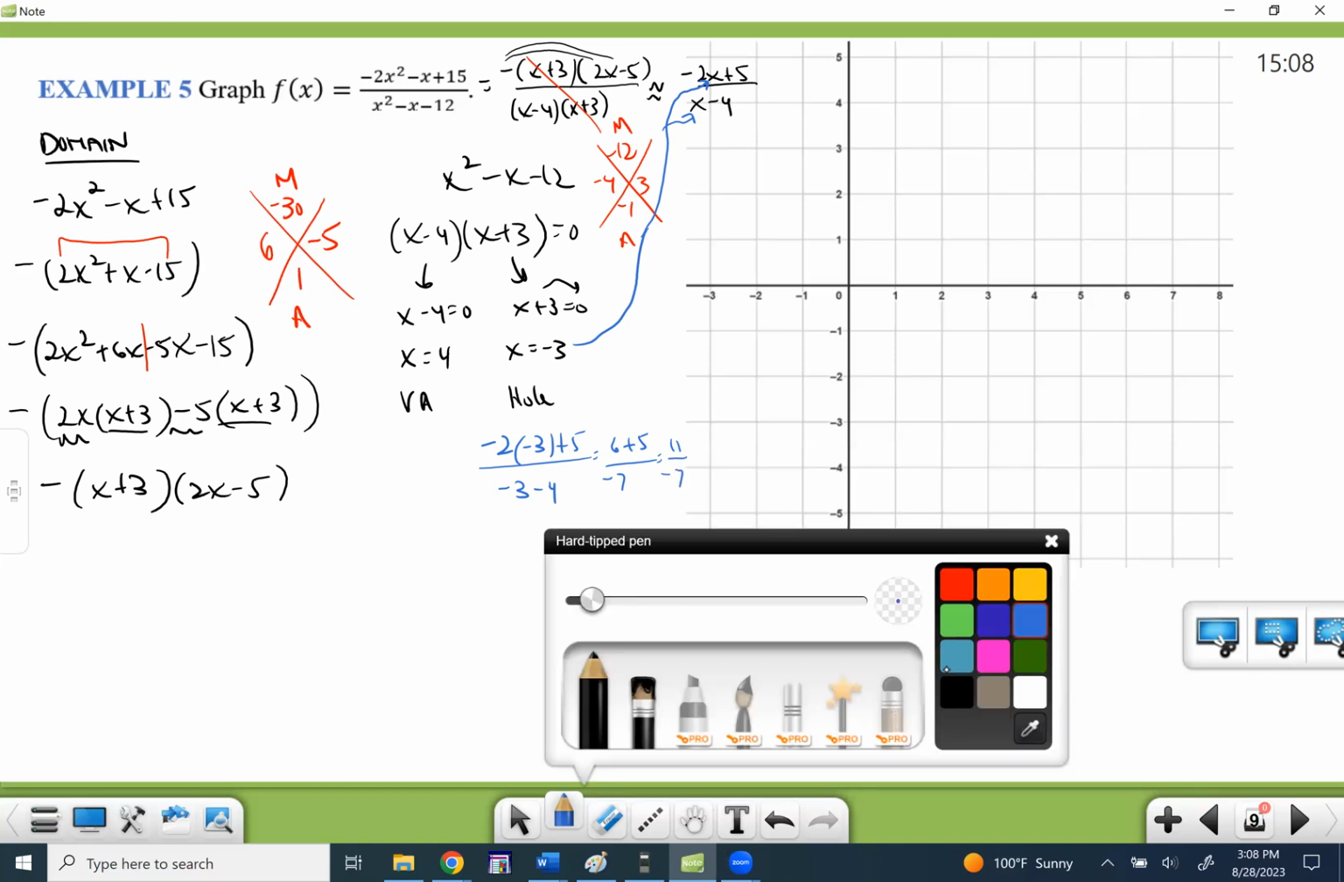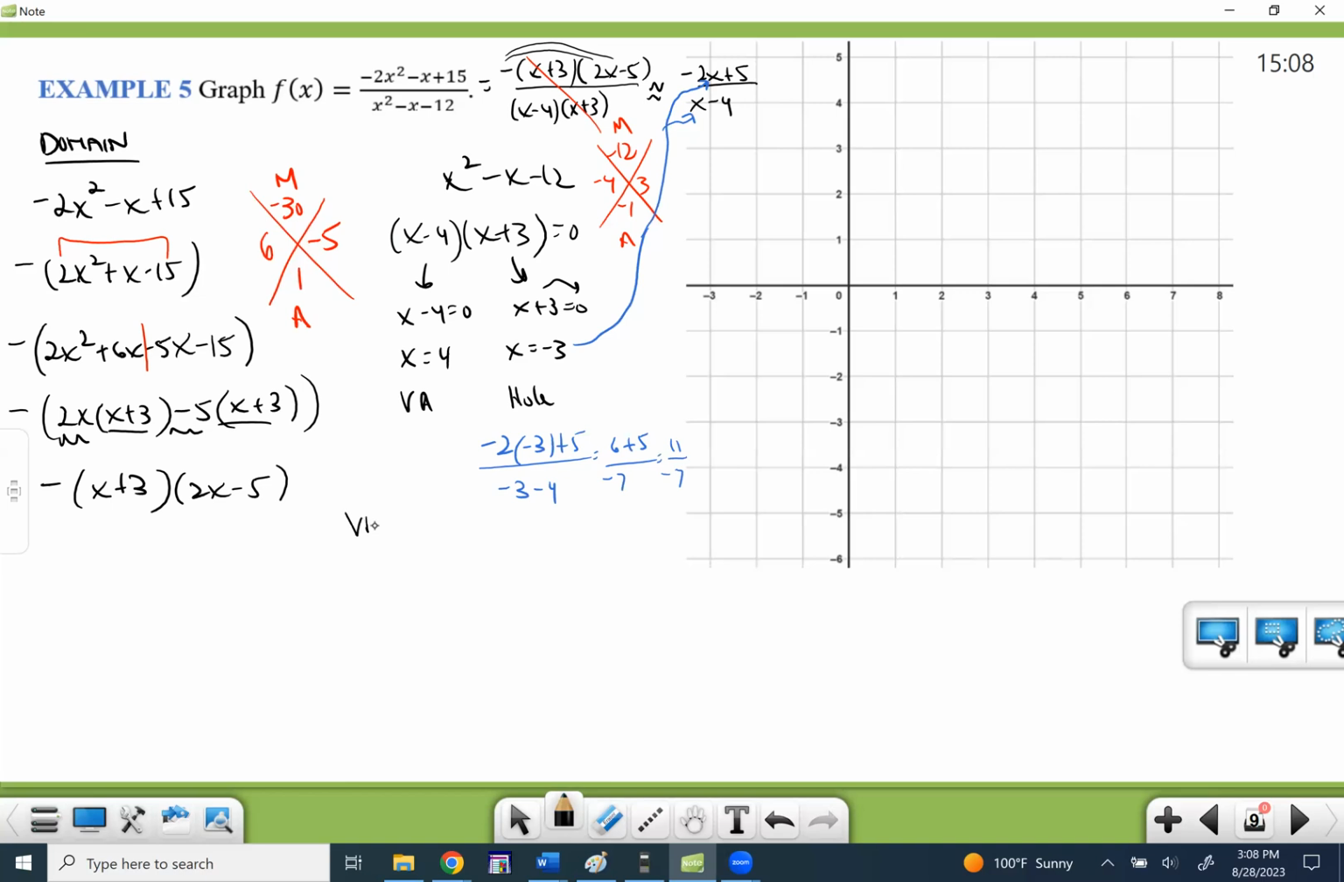Okay, so let's put it all together. We have a vertical asymptote of x equals 4. And we have a hole at negative 3 comma negative 11 sevenths.